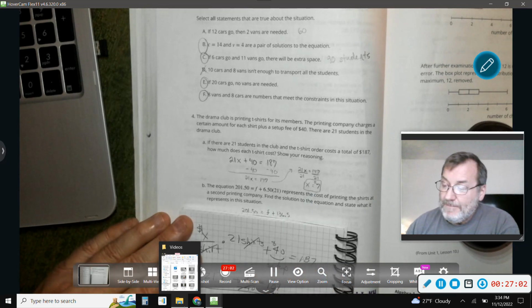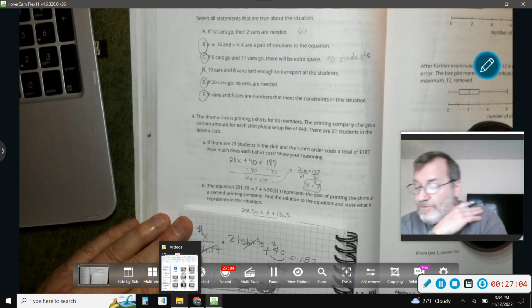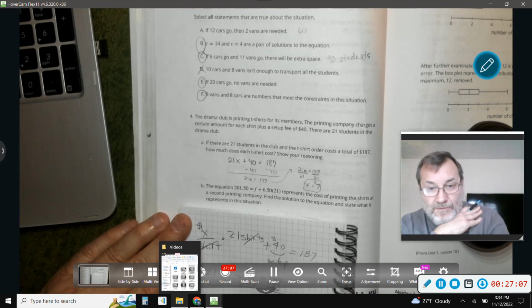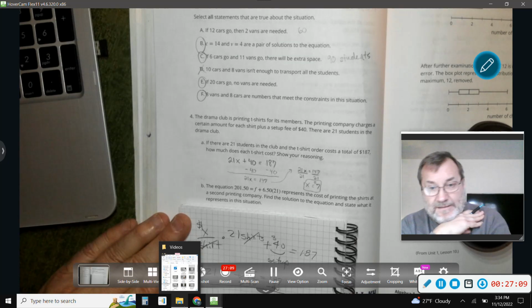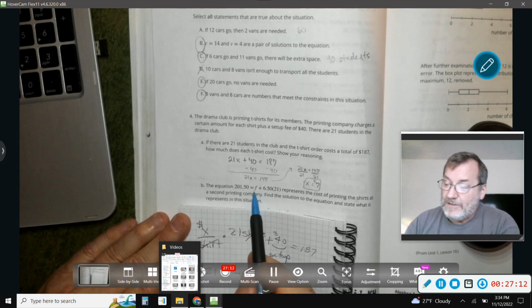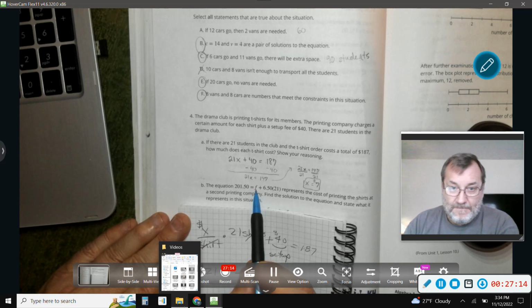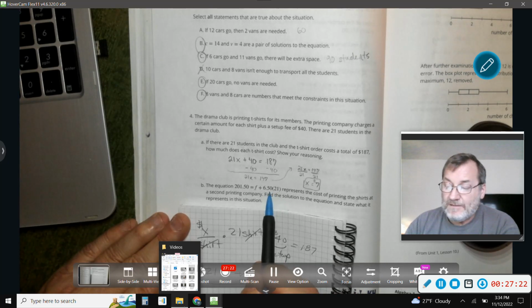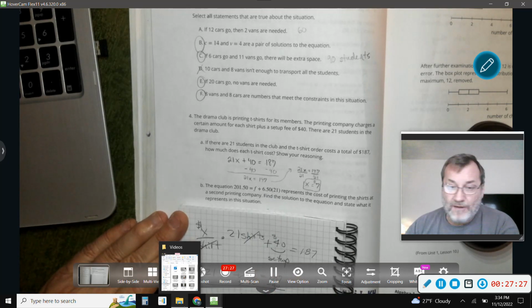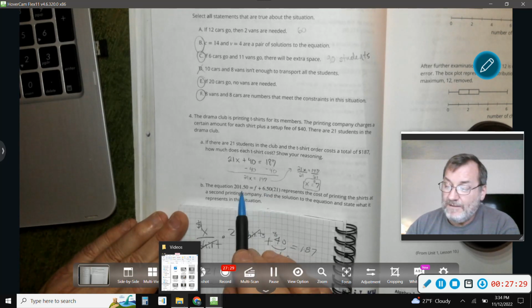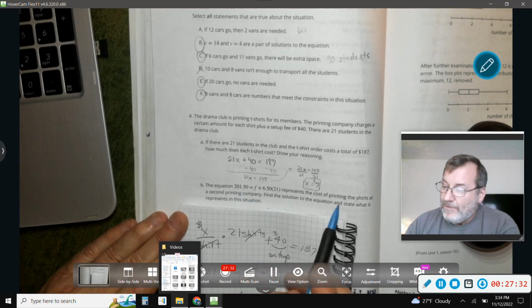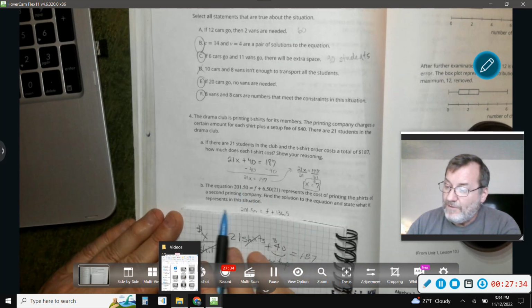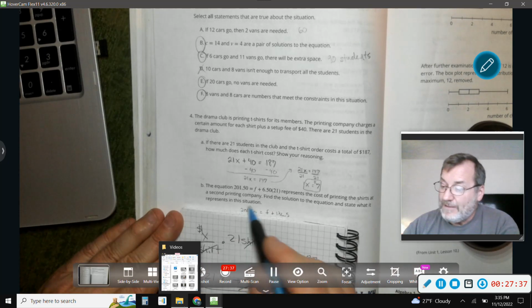Moving on to part B, the equation 201.5, that sounds like the total amount is going to be $201.50, equals F, which is the setup fee, plus $6.50 times 21. I recognize 21. That's the number of shirts we're going to need. $6.50 sounds like the price per shirt. So rather than $7 per shirt, now we're talking $6.50. The variable represents the cost. Find the solution for the equation and state what it represents in the solution.